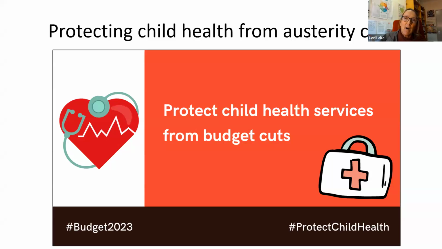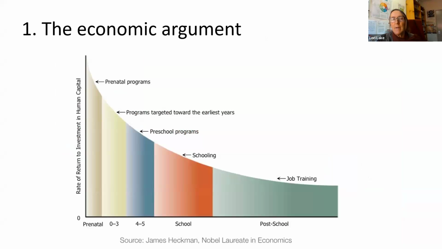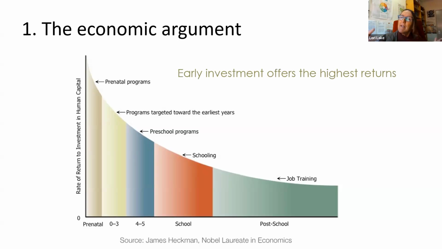So there are a number of different arguments that we can potentially draw on to advocate for greater investment in maternal and child health. The first argument is an economic argument, and that emerges out of the work led by James Heckman, who was a Nobel laureate in economics. And what he found through his research was that the rate of return to investment in human capital is greatest for investments in the earliest years of life. And that includes early in the antenatal period. These kinds of investments make good economic sense.